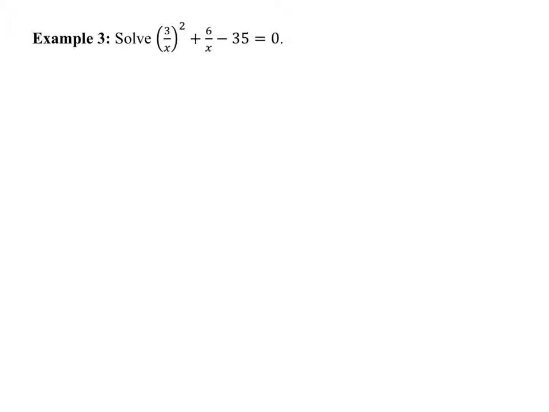Can anybody see what I have to do here? For example, if I let u equal 6 over x, that's not going to work very well because I don't see 6 over x inside of the square. Again, I don't see 6 over x in here, so I can't let this equal u. It's not going to work. What should I do?